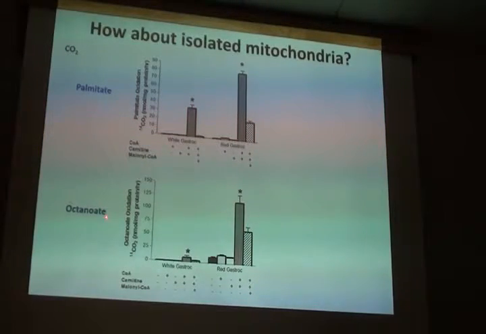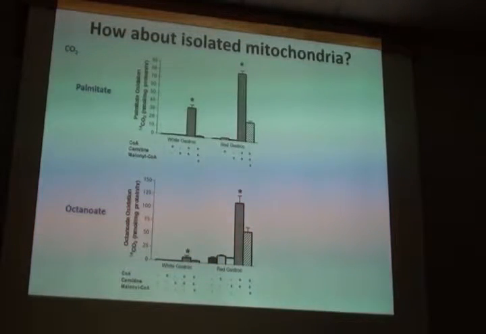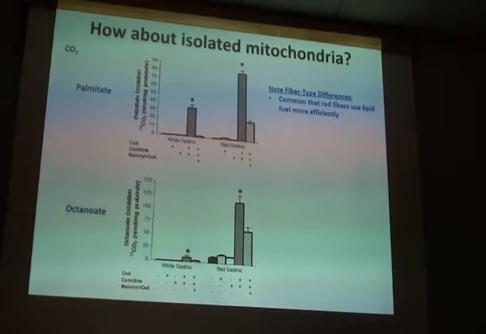Alternatively, when we looked at octanoate oxidation, we saw that when CoA and carnitine weren't there, it wasn't oxidized in either red or white muscle very well. Obviously, when adding CoA and carnitine, it was oxidized very well, and it's also malonyl-CoA inhibitable. So this is basically just confirming that octanoate oxidation in muscle is very different than it is in other tissues.